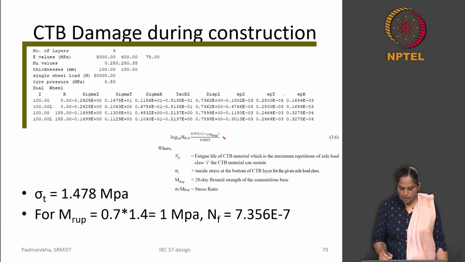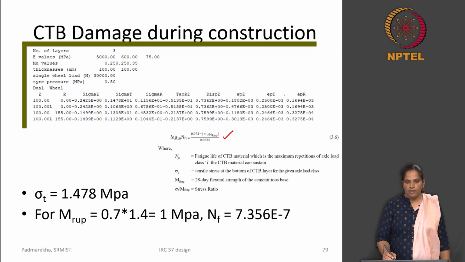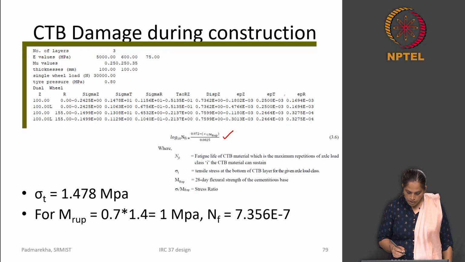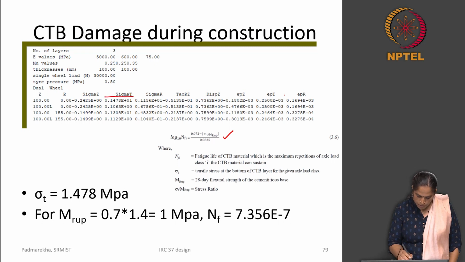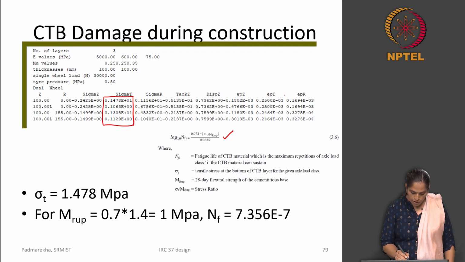We will use the MEPDG expression for the computation of damage here, and this MEPDG expression is stress dependent and not strain dependent like the previous rutting and HMA fatigue damage. So the tensile stress at the cement treated base layer is going to induce this damage here. The maximum tensile stress at the base layer, that is the maximum out of these 4 here, is going to induce the damage. So the value here is 1.473 megapascal. So this is the sigma T value.